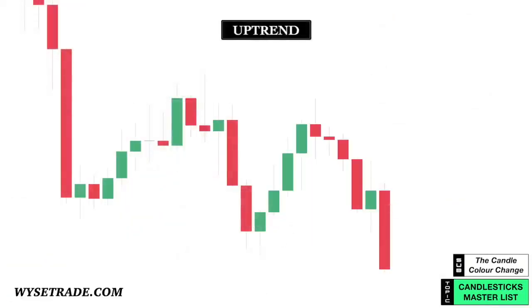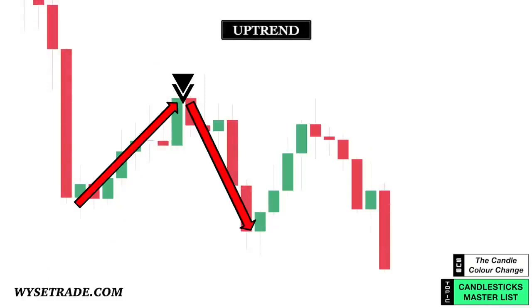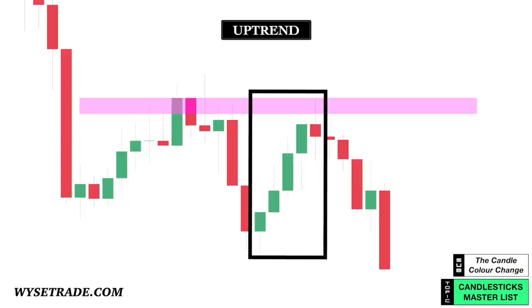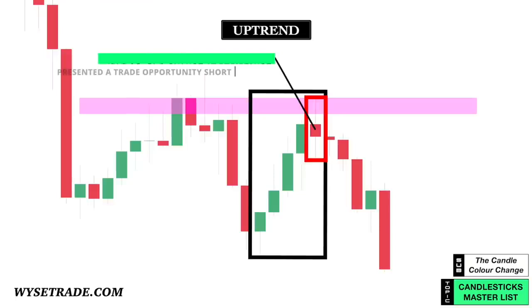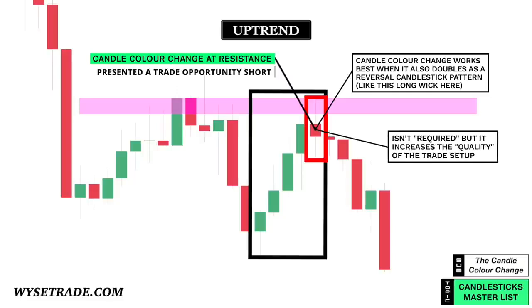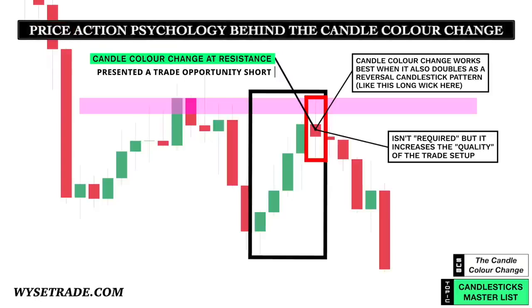Starting with an uptrend. First, price came up, hit and reversed, giving you a key level of resistance. As price starts approaching the key level, notice how you have all green candles before a red candle finally appears. Now, this pattern works best when it also forms a reversal candlestick pattern once it reaches the level. This isn't required, but when you have this combination, it will increase the quality of the setup. So, what is the price action psychology behind this pattern?